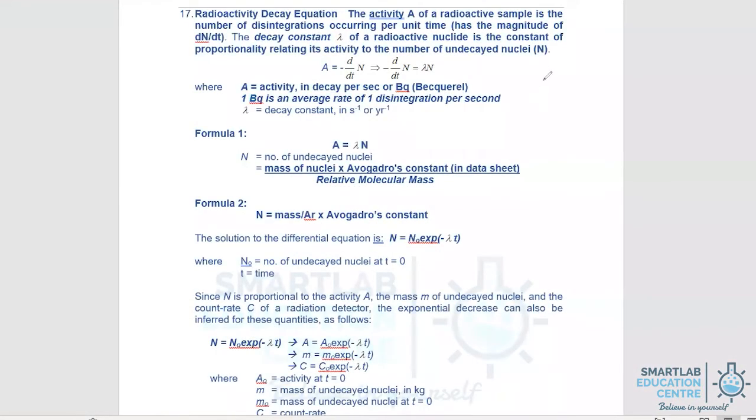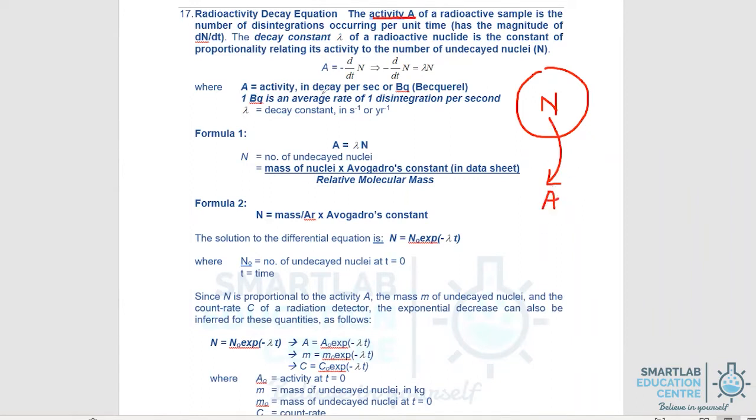Radioactivity decay equations. Let's take a look at the radioactive sample. Say, for example, there are N atoms which are radioactive in this sample, and the rate of decay is directly proportional to the number of radioactive nuclei. And this rate of radioactive decay is described by using the term activity.